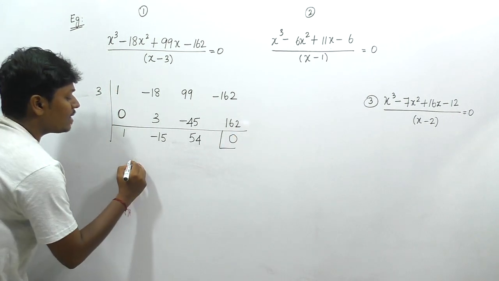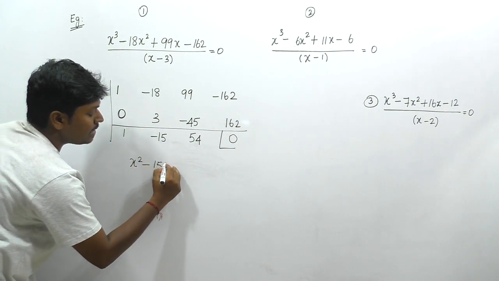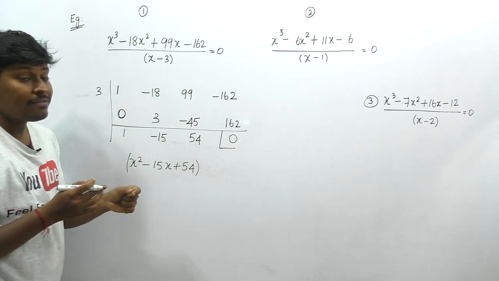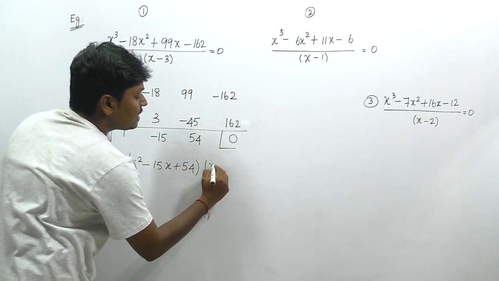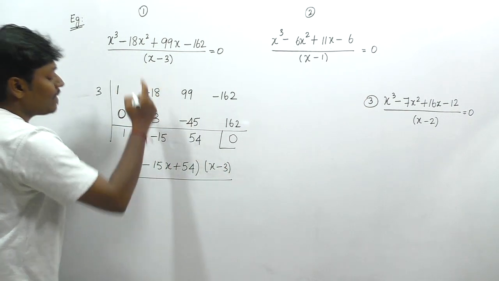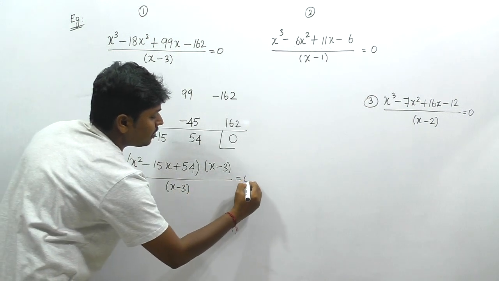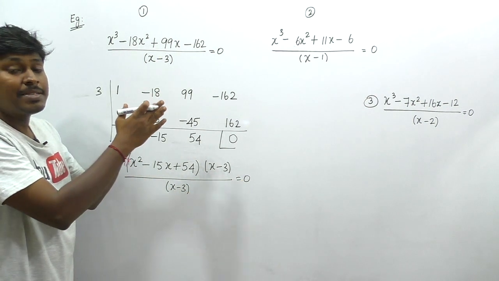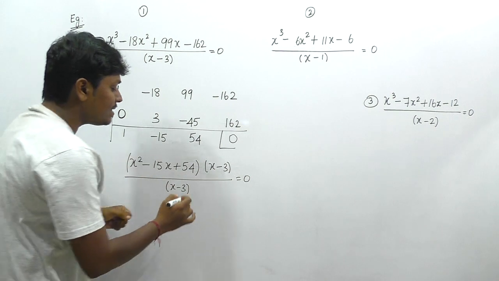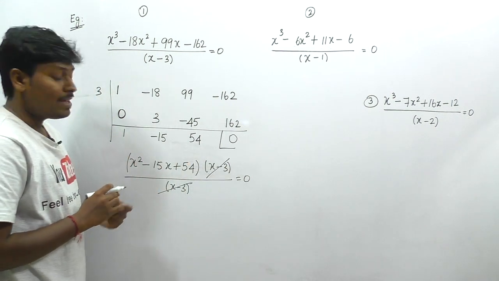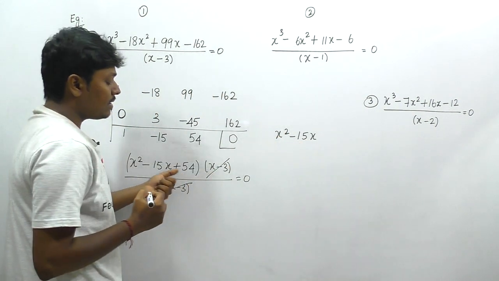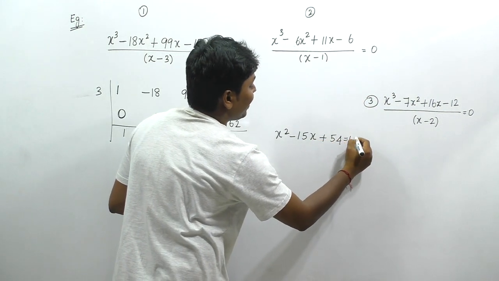Now this equation can be written as x square minus 15x plus 54, and finally we have found the quadratic equation. Here the term with 3 should be written as x minus 3, with the denominator being x minus 3. So we have split the numerator into two parts, one is the quadratic expression and another is a single term, x minus 3. Now this x minus 3 and x minus 3 will be cancelled. The remaining quadratic equation will be x square minus 15x plus 54 equals 0. So you can now find the values of x.